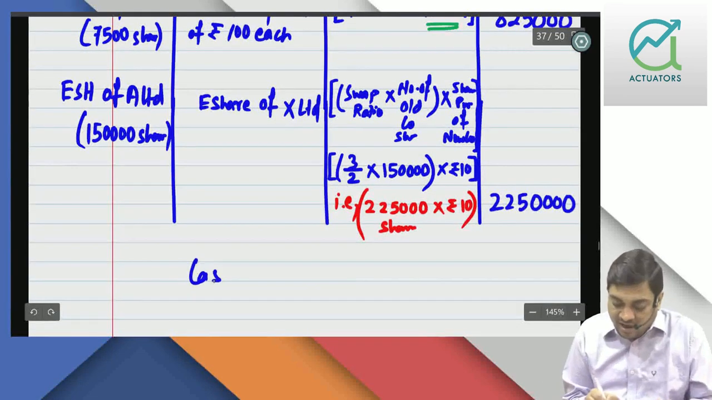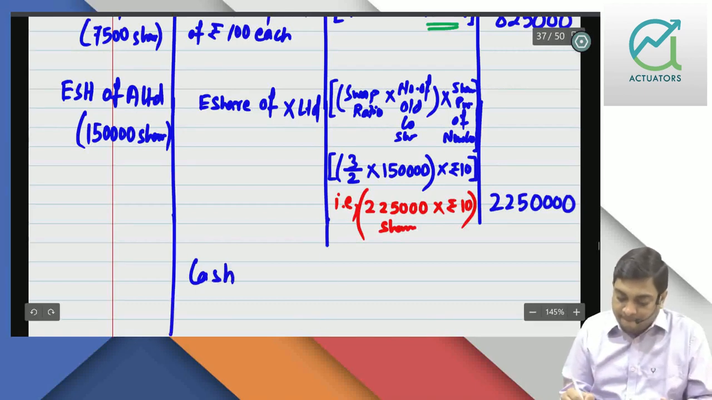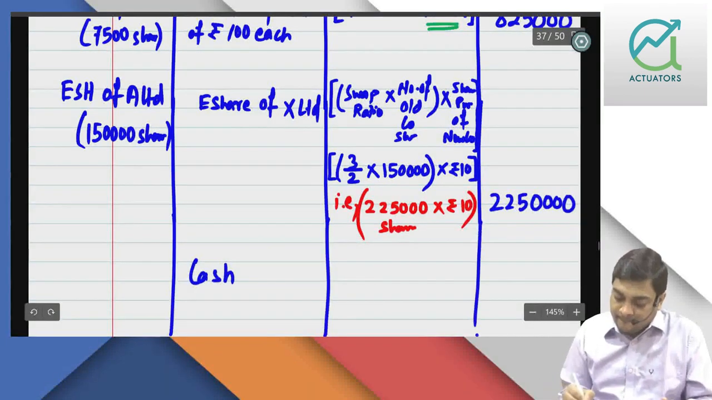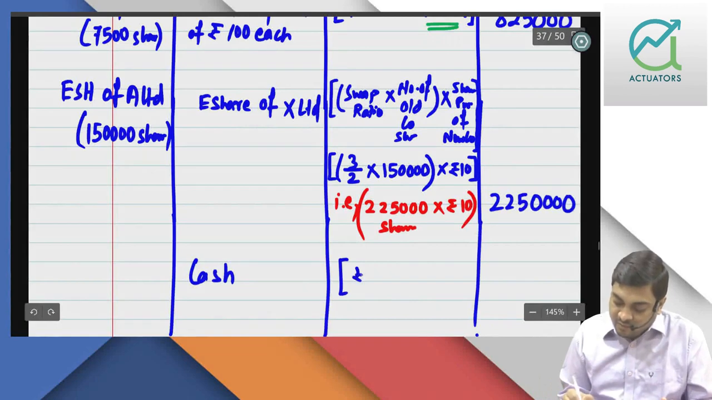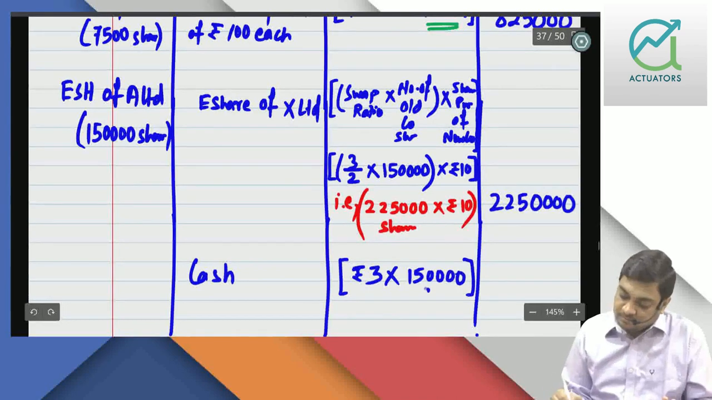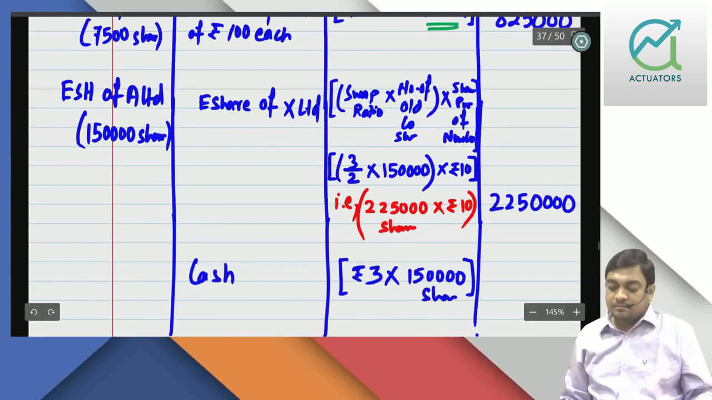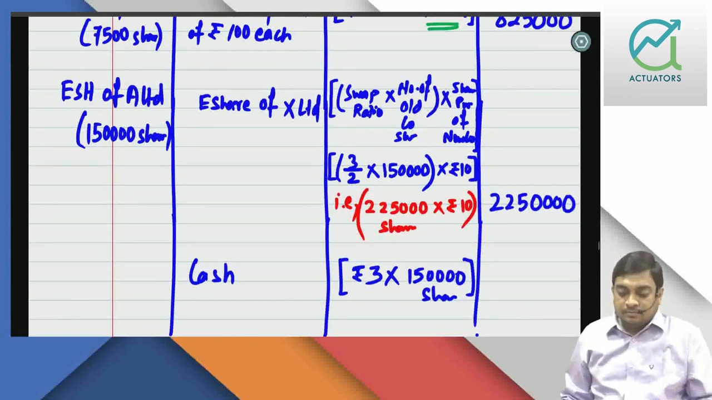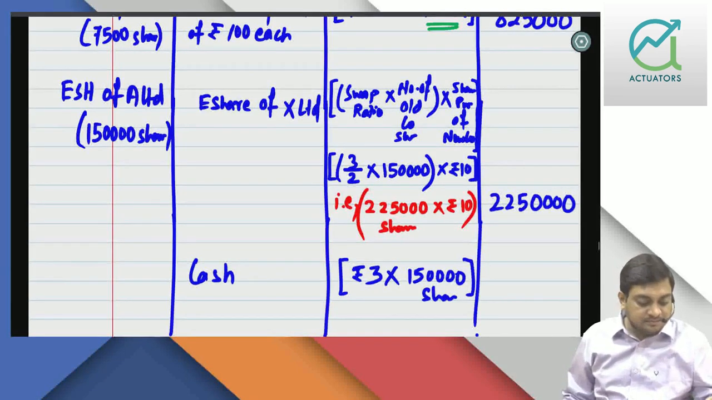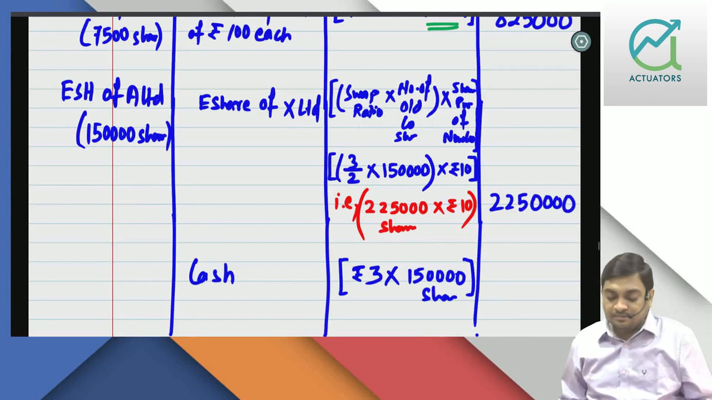Further, I am giving you cash as well. Rupees 3 per share, and you are in total 1,50,000. Per equity share I am giving rupees 3 per equity share of A Limited.